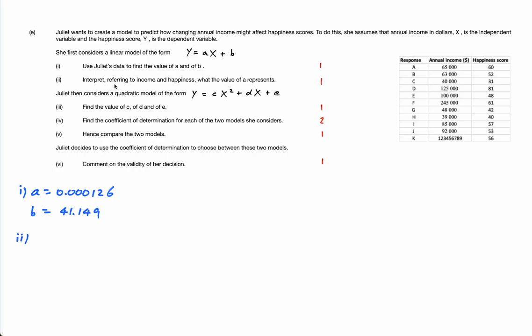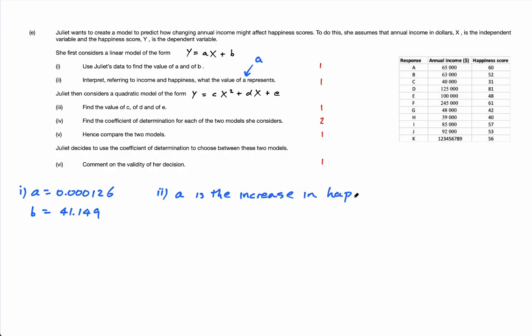Part II. Interpret, referring to income and happiness, what the value of A represents. Let me just do it up here, guys, because I have to write. So A is the gradient of this line, but what it actually represents in context is, for every dollar increase, because X is dollars, every time your income increases by $1, your happiness increases by 0.000126. So A is the increase in happiness score.